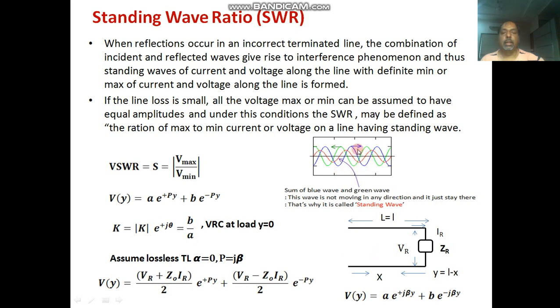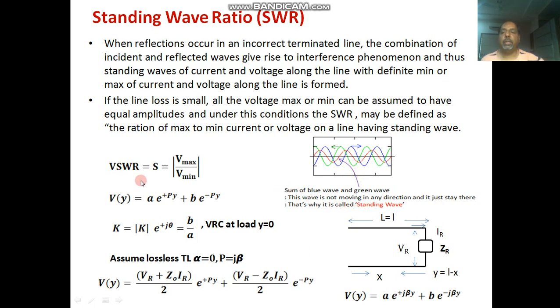You see that the incident wave is represented by the blue wave, and the reflected wave by the green wave, and both of them superimpose in a transmission line, and one standing wave of red color is formed with definite maxima and minima. We can locate maxima and minima along a transmission line. So whenever ZR is not equal to Z0, such a standing wave will be formed, and we can define a standing wave ratio there.